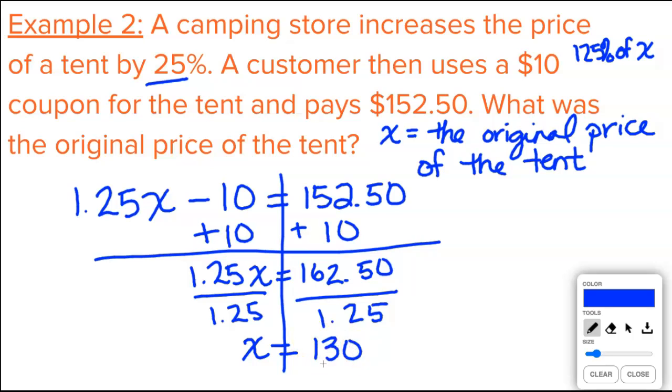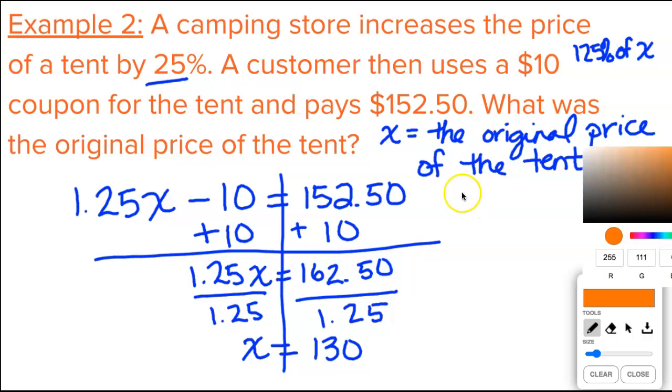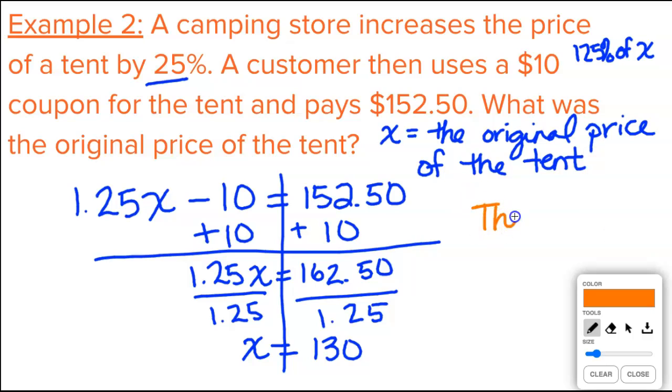Okay, once I've solved for x, I know that x equals 130. Make sure you answer that in words. So, looks like that means $130. So I'm going to say the tent was originally $130.